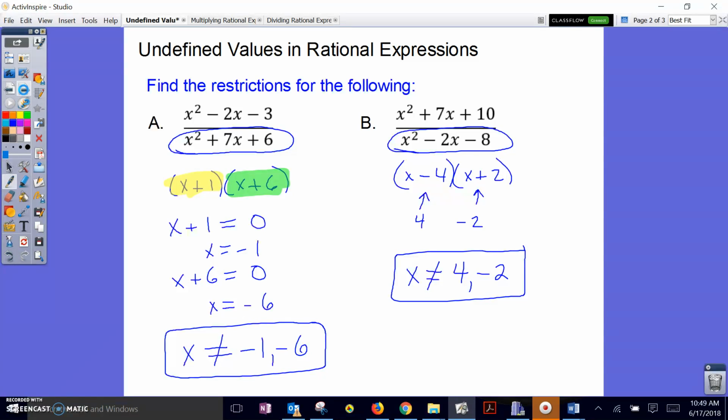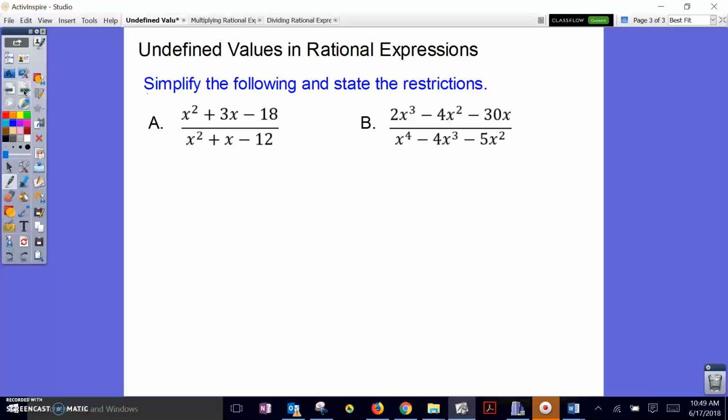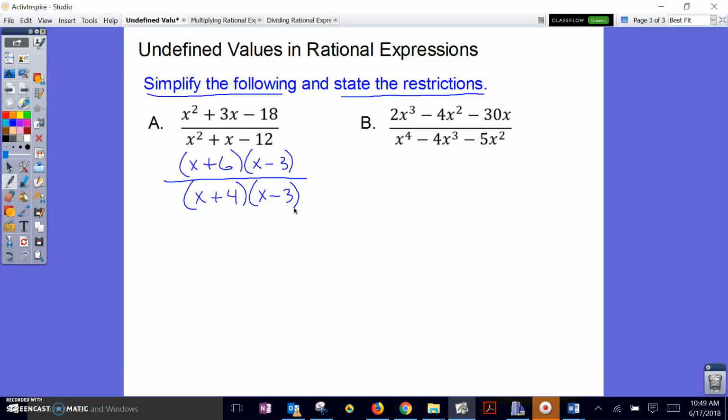Alright, let's go over to the last set of problems here. We're going to simplify these, and we're going to state the restrictions. So now I'm going to go through the whole simplification process. I'm going to factor both the numerator and the denominator. And there are our factorizations for those. And now I'm going to find my restrictions from this original. X can't be equal to negative 4. X can't be equal to positive 3, because those are the values that are going to make the denominator equal to 0. So now I'm going to simplify this.